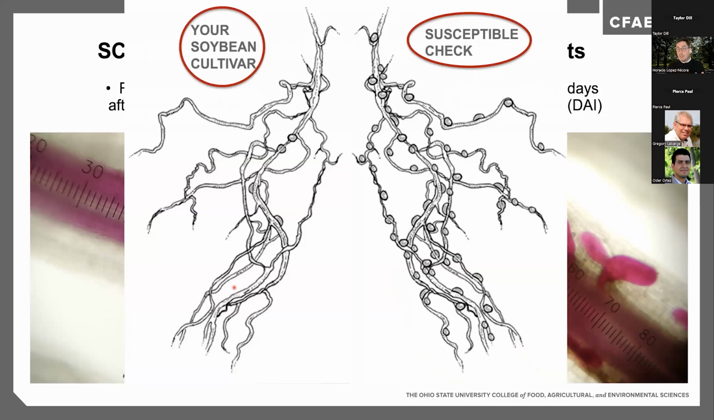Now we can use this to screen for resistance. So we have a system where we have soybean cultivars, we have a susceptible check, we have a population of nematode that is very common in Ohio. These soybean cultivars can be labeled resistant to soybean cyst nematode, to race 3, or moderately resistant to race 14. And after 1 month, we can count how many females develop on this variety and compare it to a susceptible check.